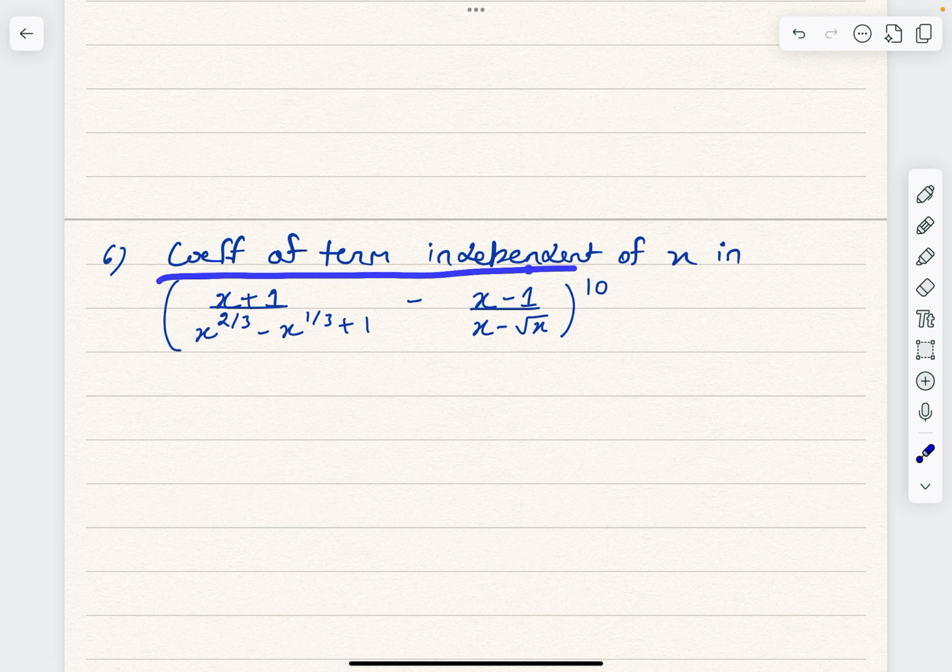Coefficient of the term independent of x in the expansion of (x plus 1 by x^(2/3) minus x^(1/3) plus 1 minus x minus 1 by x minus square root x) whole power 10. This is a PYQ. It was asked in JEE Mains or Advanced, I don't remember. But it's a PYQ. Can give it a try, guys. Okay, let us start discussion now.